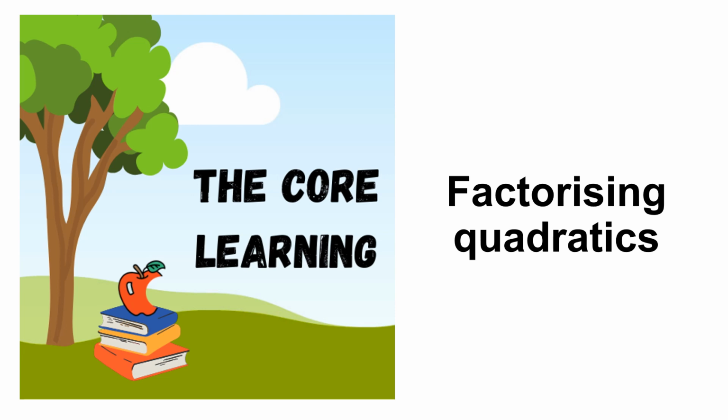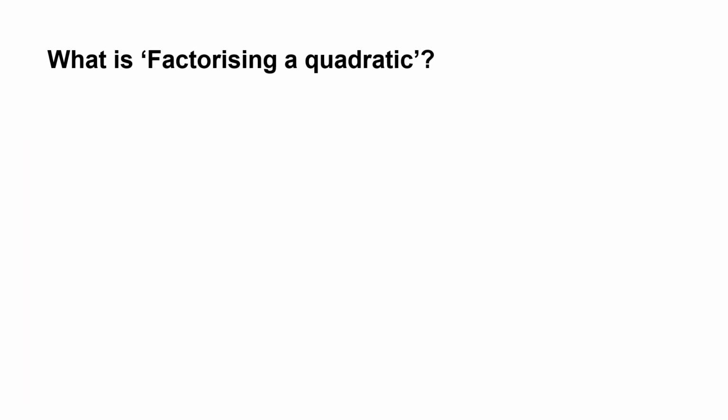Today we're going to be looking at factorising quadratics. So, what is factorising a quadratic? Well, a quadratic equation in its standard format would be ax squared plus bx plus c equals 0. This is where a, b and c are going to be integers.